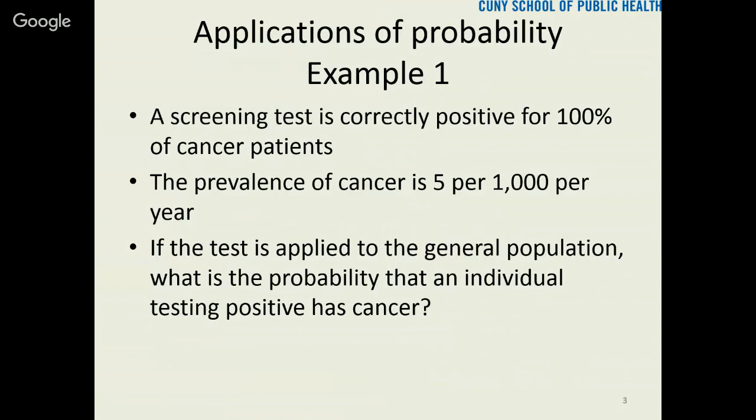Now let's say that we apply this to a population where the prevalence of cancer is 5 per 1,000. So we know that if you have cancer, there's a 100% probability that it will detect it. Conversely, if it detects that you have cancer, what is the probability that you have cancer if you're a member of this population who has received the test?